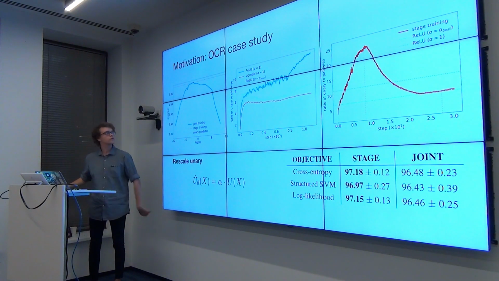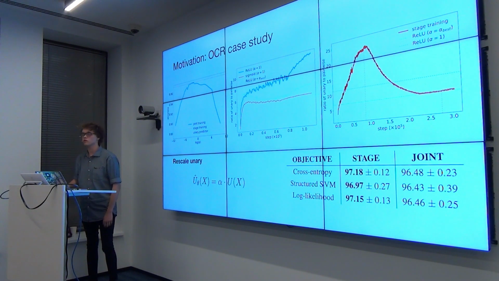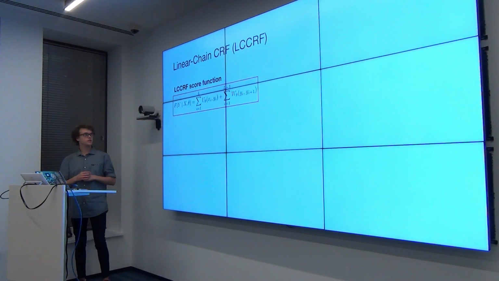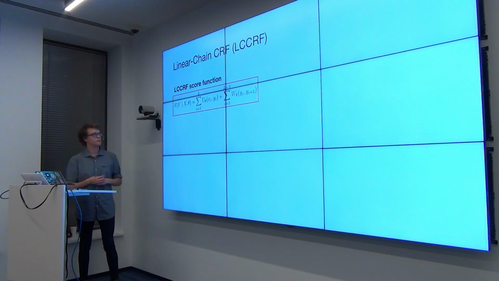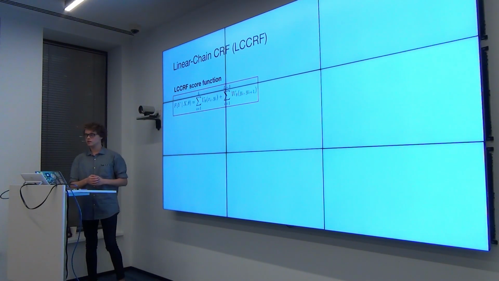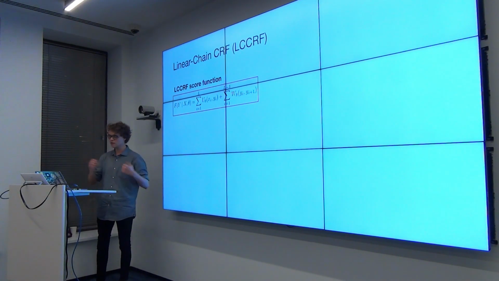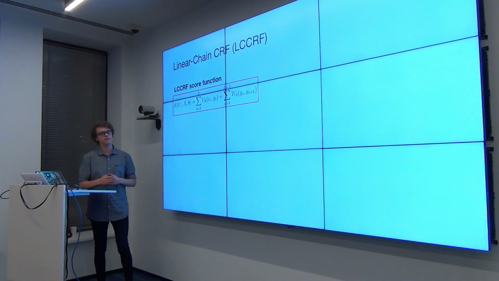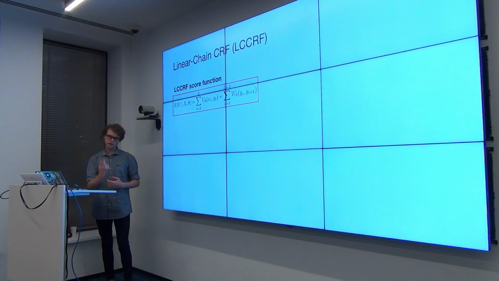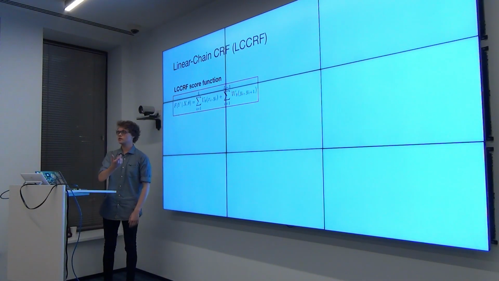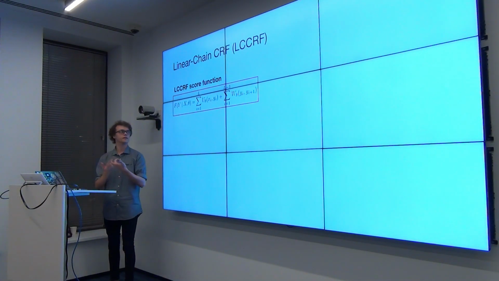So let me move to the description of models which were considered in this study. First I start with linear chain CRF. The linear chain CRF scoring function has this particular form. The corresponding graphical model has a chain-like structure, which means that when scoring Y, we take into consideration only neighboring hidden variables, yi.